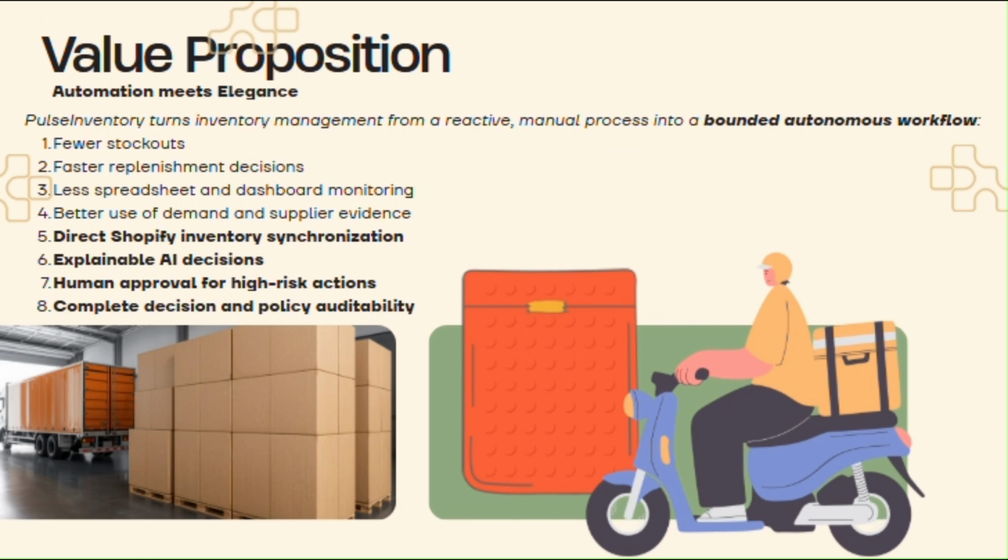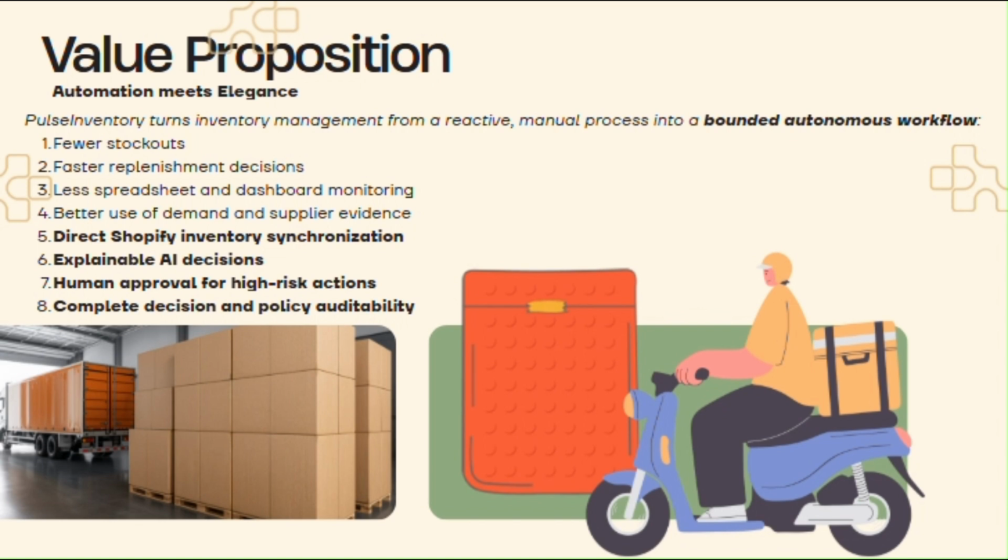What does PulseInventory bring to the table? It turns inventory management from a reactive manual process into a bounded autonomous workflow, which means fewer stockouts, faster replenishment decisions, less spreadsheets and dashboard monitoring, better use of demand and supplier evidence, direct Shopify inventory synchronization, explainable AI decisions, and human approval for high-risk decisions.